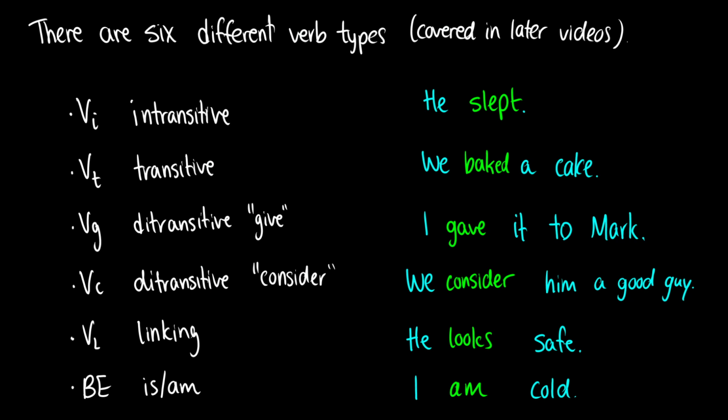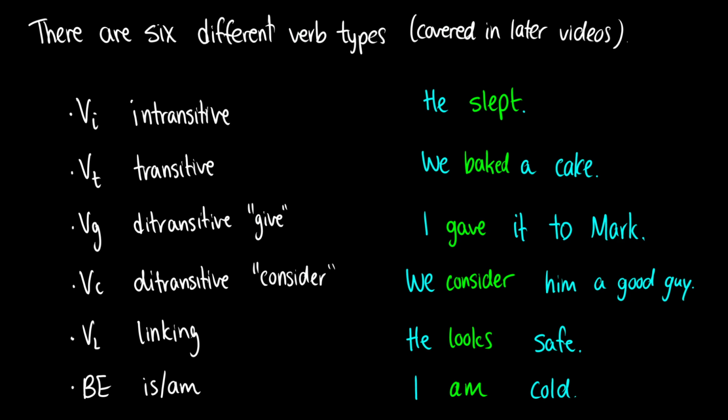Okay, so we're going to cover this material in detail in later videos once we know a little bit more about phrases, but just a general overview here. If you know a lot about verbs already, there are 6 different verb types in English, and each of these verb types has a different sentence structure. So there are what are called intransitive verbs, like he slept. You can end a sentence with an intransitive verb.